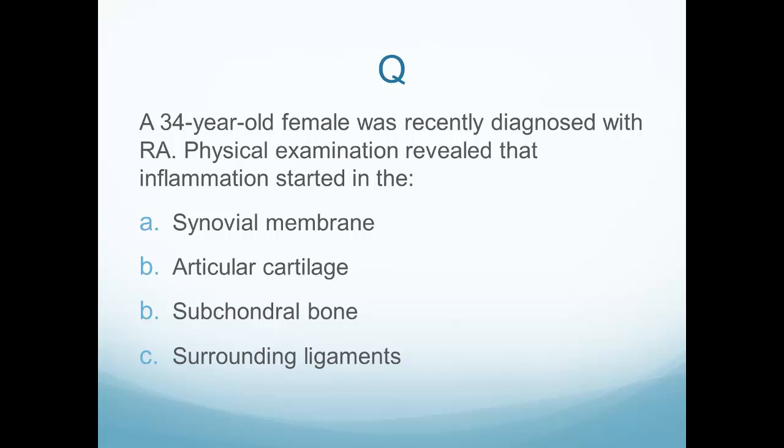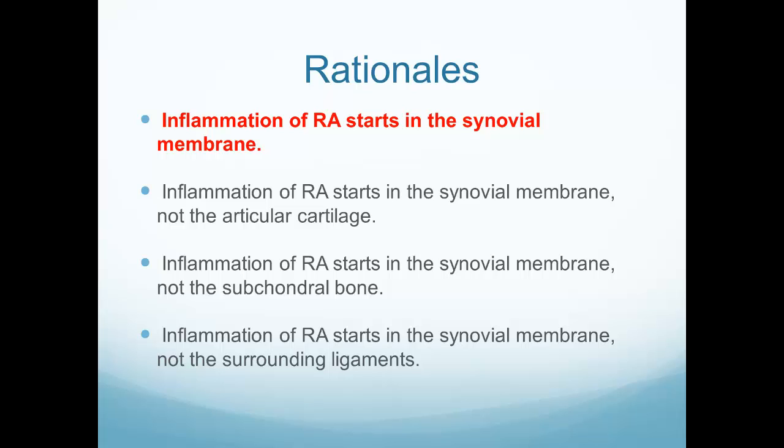A 34-year-old female was recently diagnosed with rheumatoid arthritis. A physical exam revealed that the inflammation started in the... Well, if you said the synovial membrane, you are correct. Inflammation of rheumatoid arthritis starts in the synovial membrane.